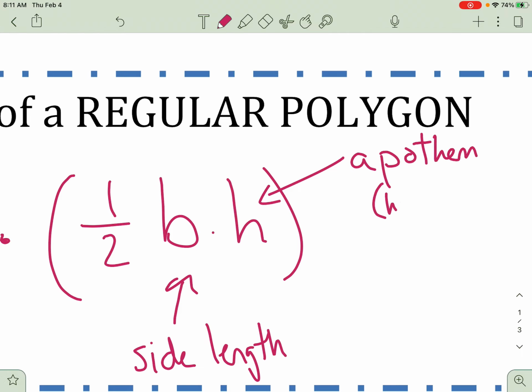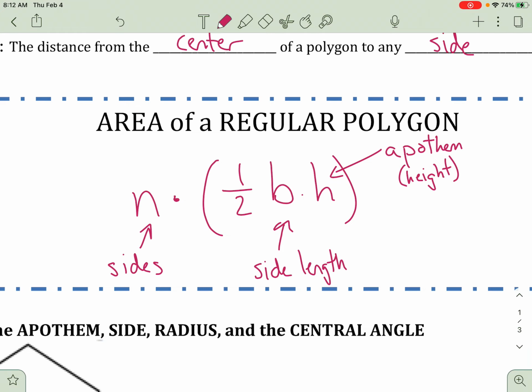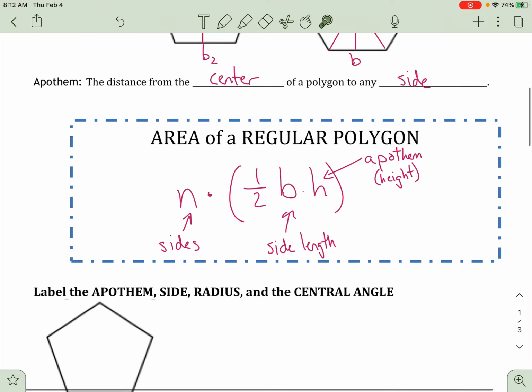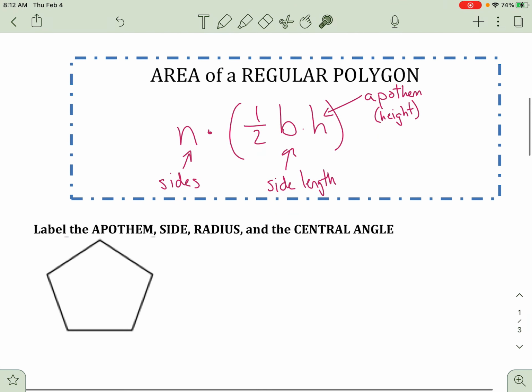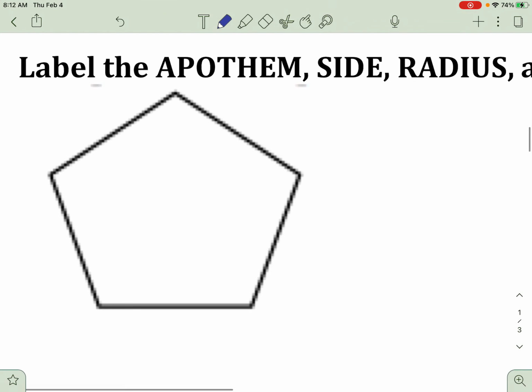Okay, and then the h, as I just mentioned, is your apothem, or your height, right? So when you're dealing with a regular polygon, you're looking for an apothem, you're looking for the side length, and you're looking for how many sides the shape has. We're going to label those things in this next shape. We're not going to try and solve anything, we're just going to label it.